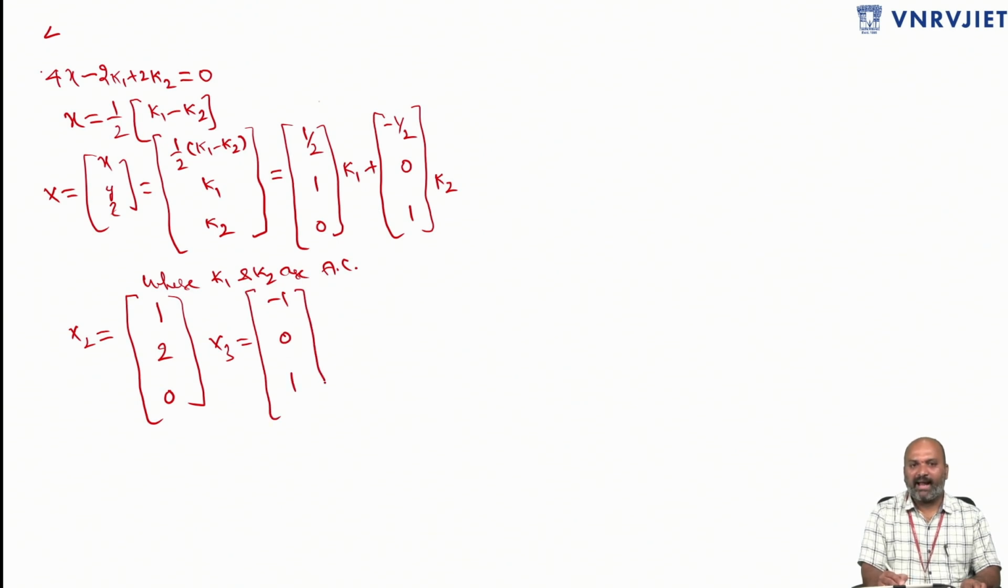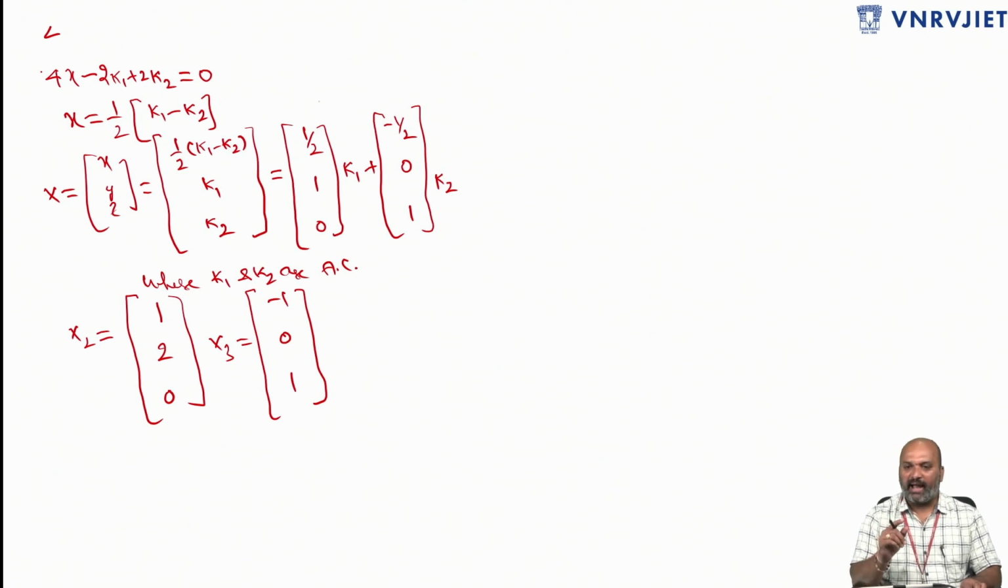Why am I taking these? These are two eigenvectors corresponding to lambda equals 2. We have another property that if x1 and x2 are two eigenvectors, their linear combination is also an eigenvector. That means k1 x1 plus k2 x2 is an eigenvector, and you can separate x1 and x2 as two eigenvectors. So now we got three eigenvectors, x1, x2 and x3, corresponding to the three eigenvalues 8, 2, 2.